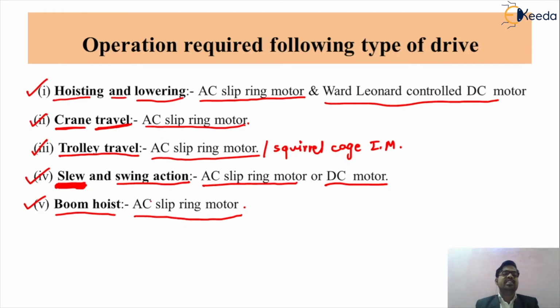So friends, as we have seen, for the different types of operation in cranes and hoists, we are using different types of drives. Such drives may be AC drives and DC drives. Nowadays, in spite of this, there are certain applications according to different load requirements, and for that we are using different types of AC motors and DC motors as per their requirement.